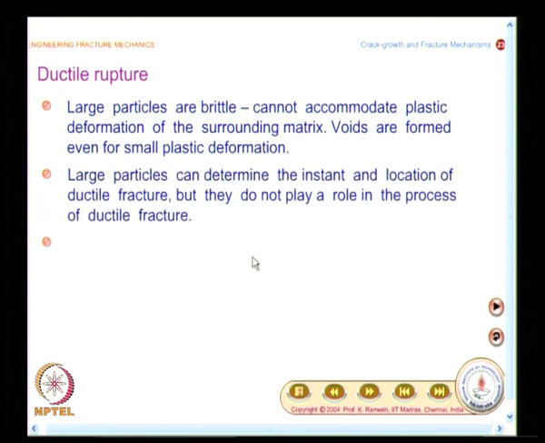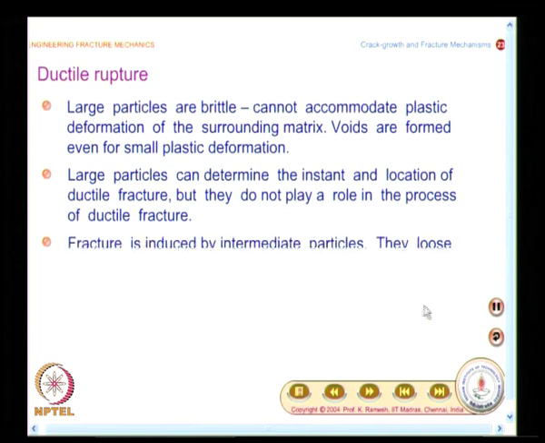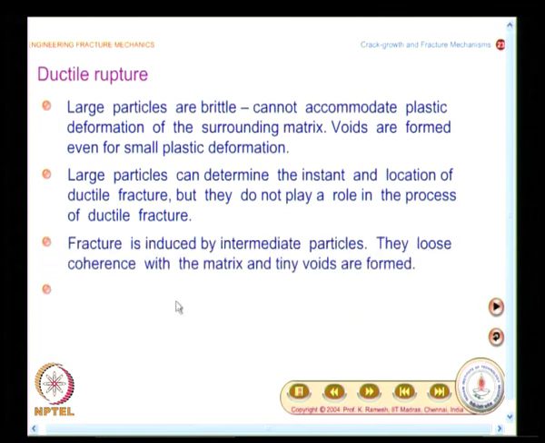And the way the large particles play a role is, they determine the instant and location of ductile fracture. What is reported is, they do not play a role in the process of ductile fracture. They determine the instant and the location. Then what happens to intermediate particles? The intermediate particles lose coherence with the matrix and tiny voids are formed. And in essence, fracture is induced by intermediate particles.